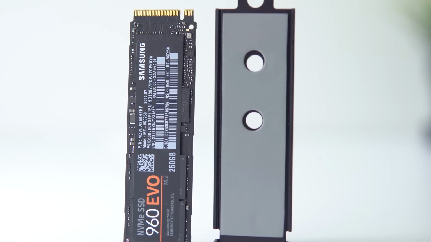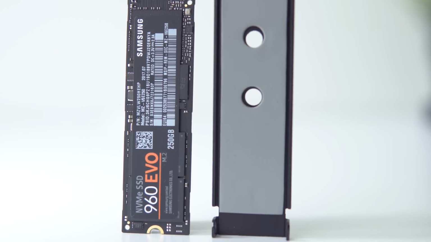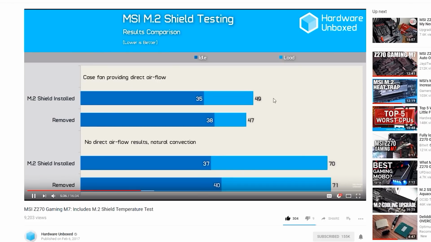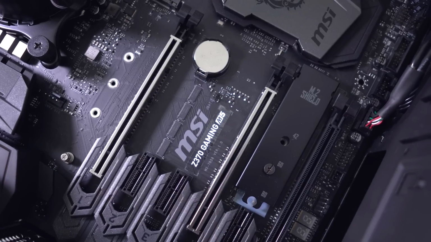Now, when they first released, the results were very mixed. Gamers Nexus, for example, showed around a 4-degree increase in load temperatures when using the M.2 shield, and Steve from Hardware Unboxed didn't see much change at all, about a 1-degree swing either way, depending on the fan configuration. Now, why am I revisiting this?